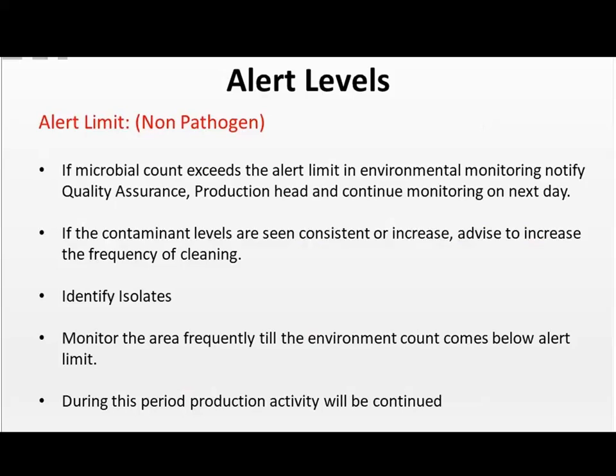When your microbial count exceeds the alert limit, when you're carrying out your environmental monitoring, you need to notify quality assurance. So you need to have an SOP in place to say what's going to happen. Quality assurance should be notified because it gives them a heads up. Production is going to continue, but you also want to notify your production managers and supervisors. And you want to have a procedure in place where you continue monitoring that site on the next day.